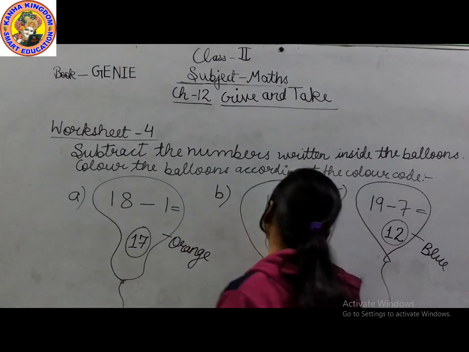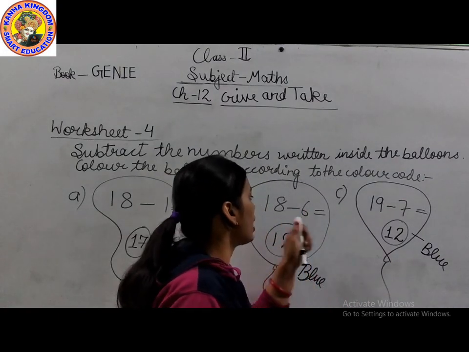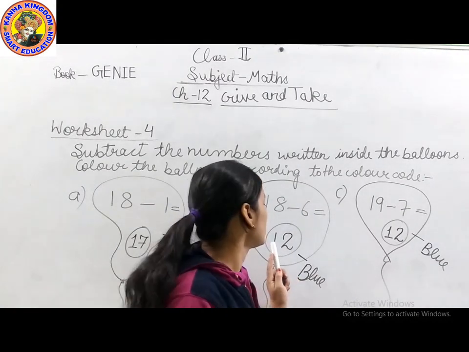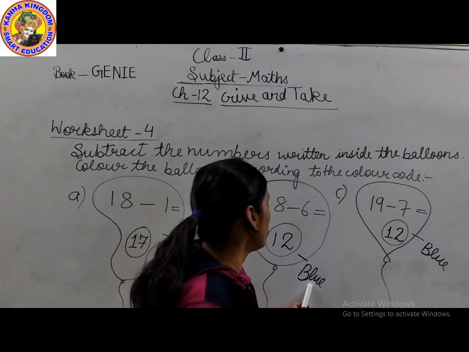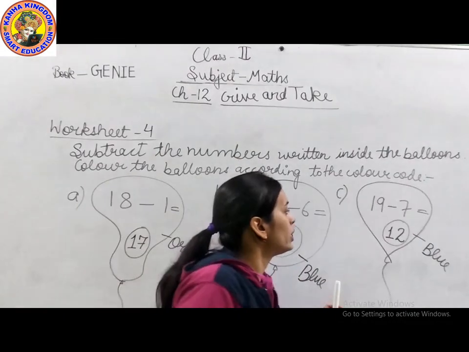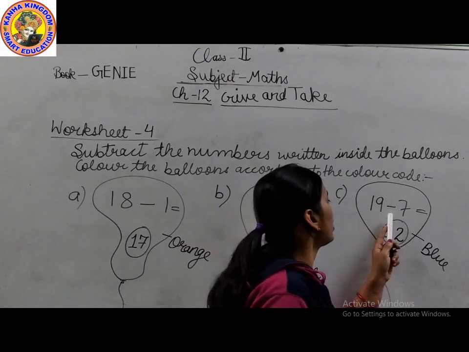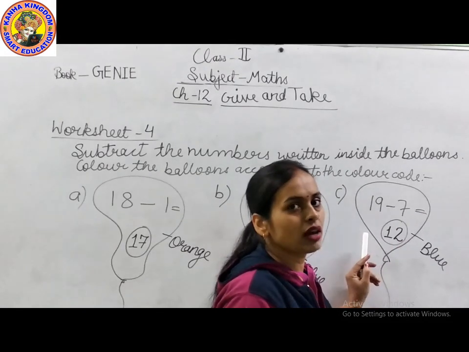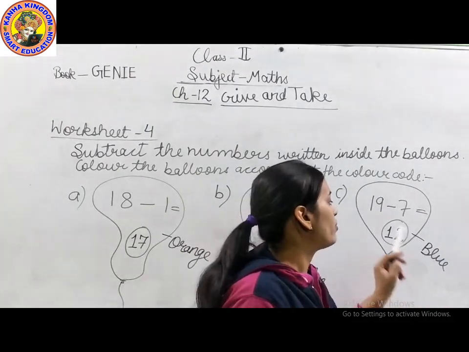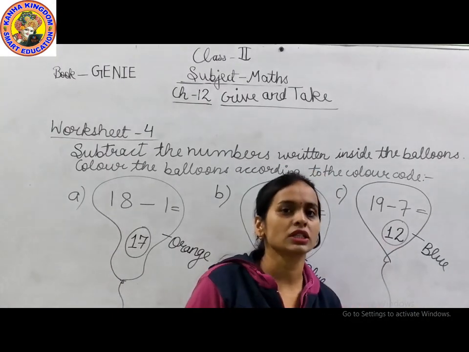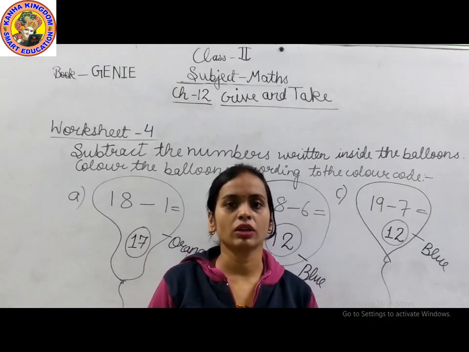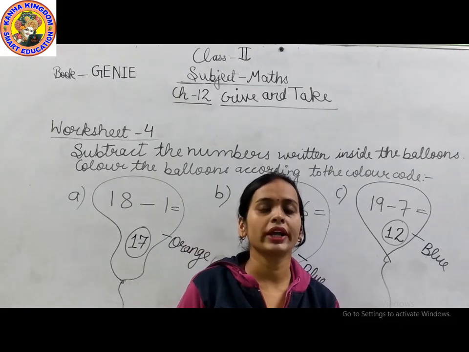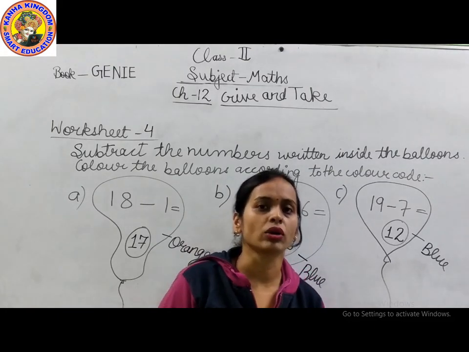Now, question B, 18 minus 6. So, 18 minus 6 equals 12. So, the 12 color code is blue. So, fill blue color inside the balloon. Now, next question C, 19 minus 7. So, 19 minus 7 equals 12. So, again fill blue color in this balloon, question C. Okay. Rest all the questions, do yourself in your Genie book and fill the colors according to the color code given in your book.